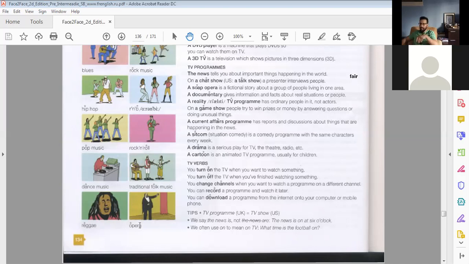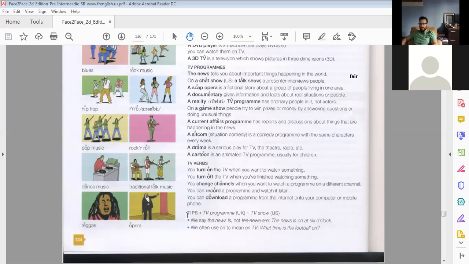Okay, so what do you understand from the first tip? The one about TV program. The meaning is that in the UK, British people usually say TV program. Americans sometimes say show, TV show. Yes.